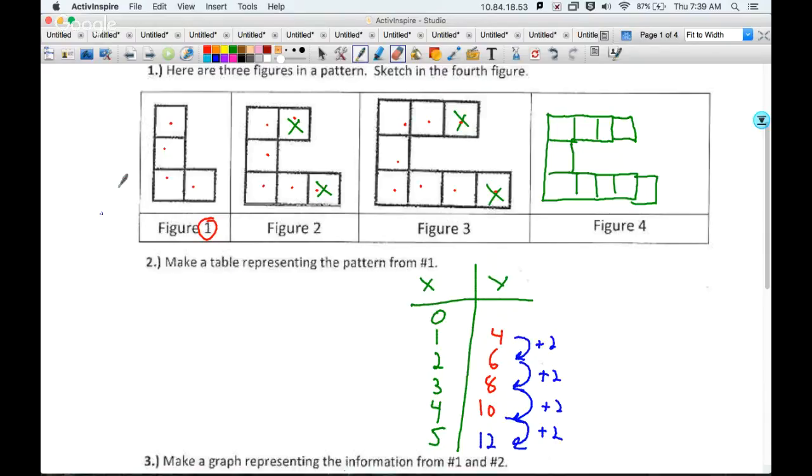Now what if there was a figure 0? How many blocks would it have if I went backwards with this pattern? Well, if I add 2 to move down, I could subtract 2 to move up. This becomes a 2 right here.